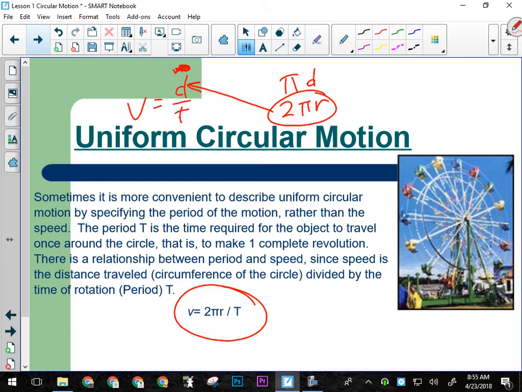You can, but we so rarely ever get the diameter of anything. Most of the time you're given the radius. Yeah, so we just use that one more often. Okay, any other questions there so far?